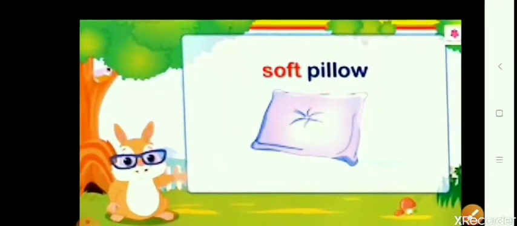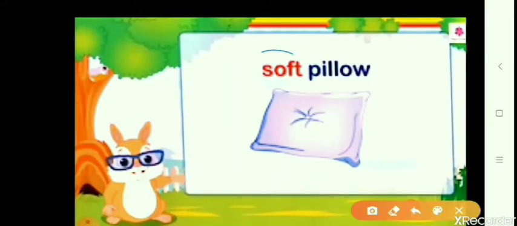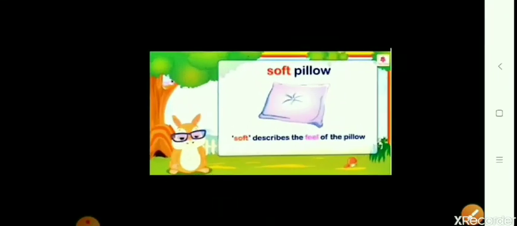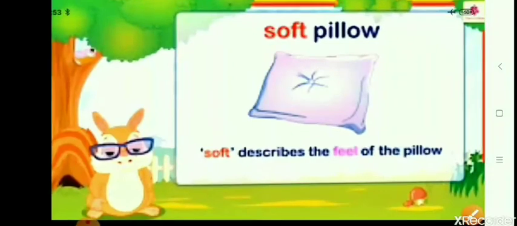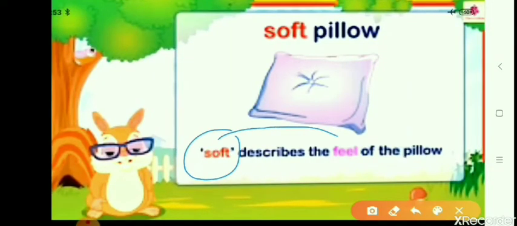Then we have soft pillow. Here soft is the describing word. Soft pillow. How is the pillow? Pillow is soft. Now in this picture, the word soft describes how the pillow feels. It describes the feel of the pillow. Okay? It describes the feel of the pillow.